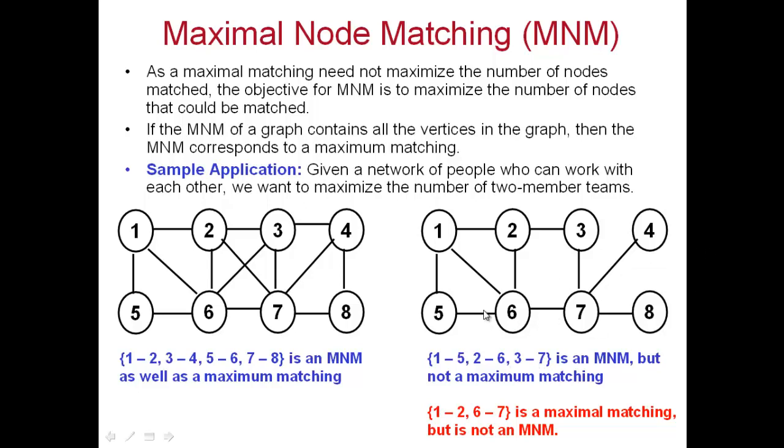But depending on the edges in this graph, this is what we could come up with as a maximal node matching. We try to maximize the number of nodes matched, but this is the best we could come up with.